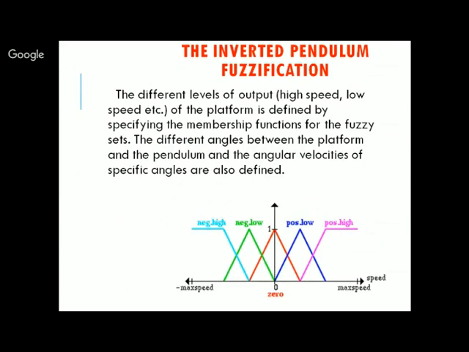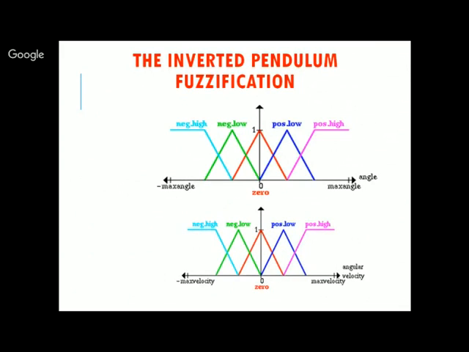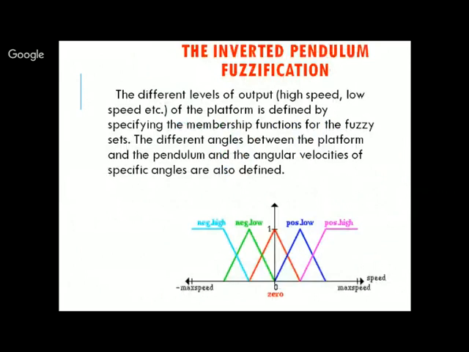To do the fuzzification, as I told you, I have taken the inputs, angle and angular velocity, and defined them into linguistic terms as negative high, negative low, zero, positive low, positive high. Similarly, I have done it for speed also. It has been taken from the range of minimum speed to maximum speed, and it has been divided into a graphical form like this. So this is the fuzzification part of it.